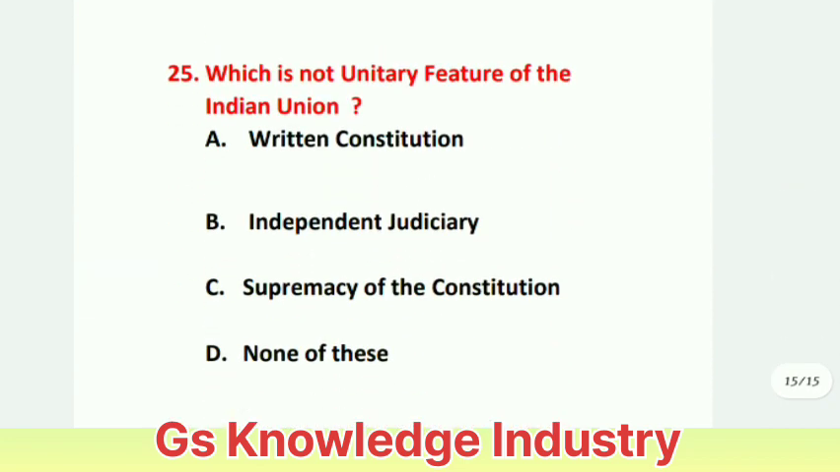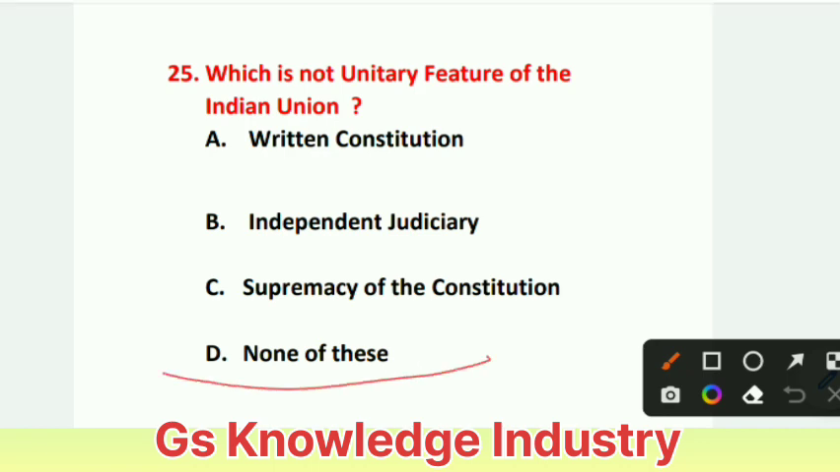And 25 number question, and this is the last question of this video. Which is not a unitary feature of the Indian Union? Option A, written constitution. Option B, independent judiciary. Option C, supremacy of the constitution. Option D, none of these. Here the right answer is option D. None of these are unitary features of the Indian Union, right?